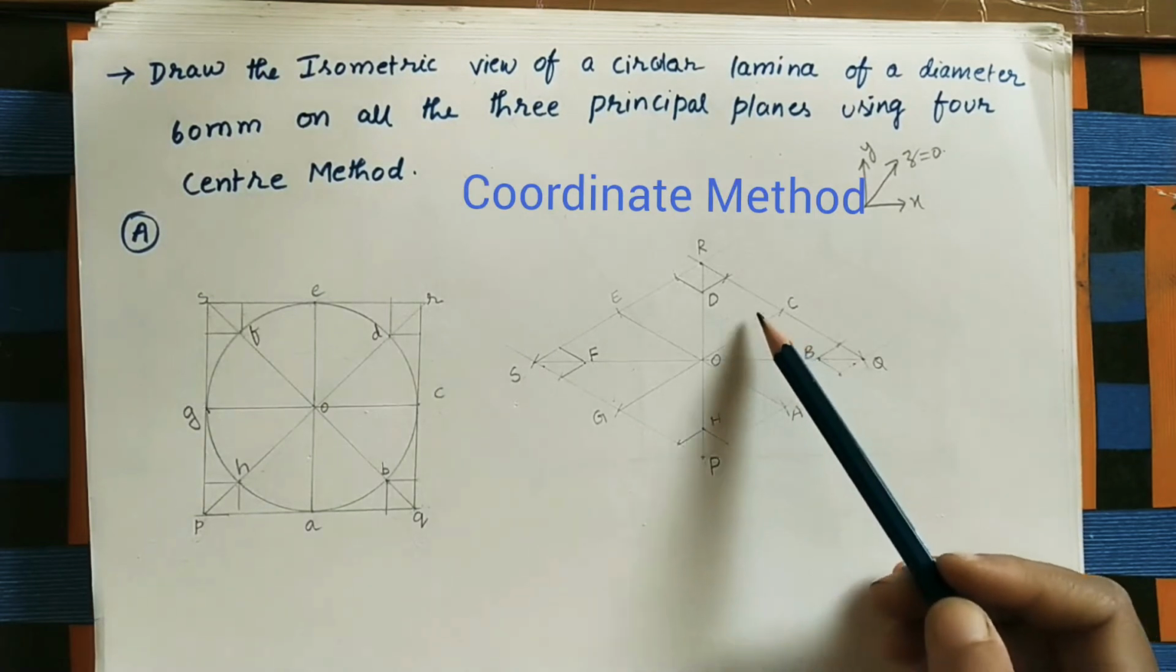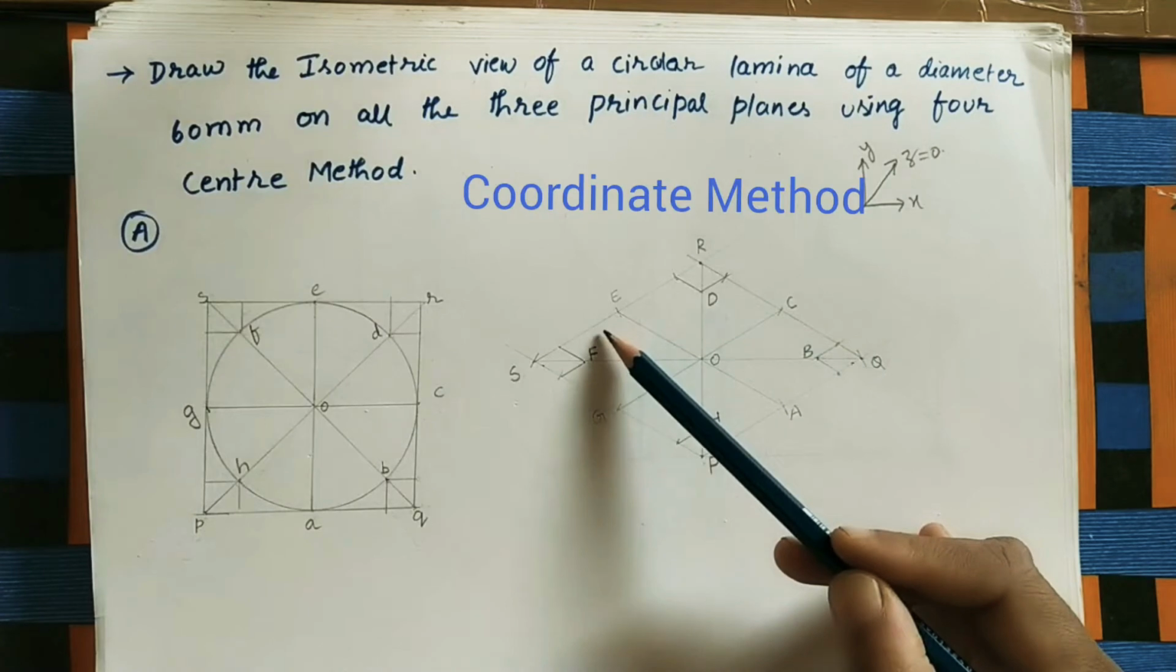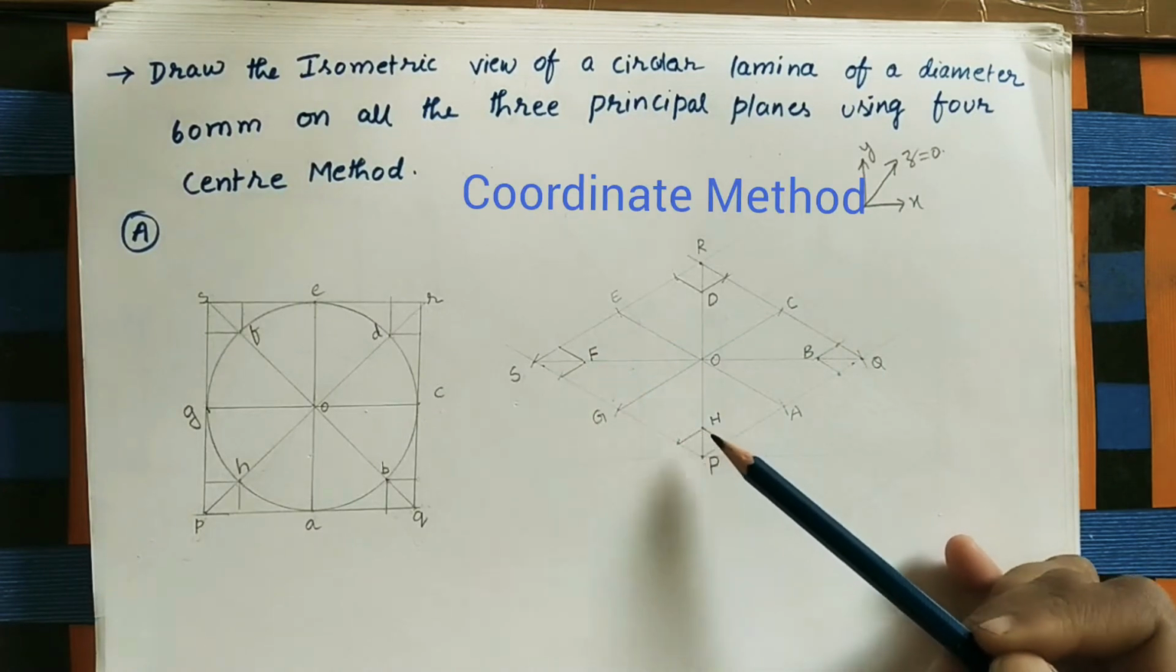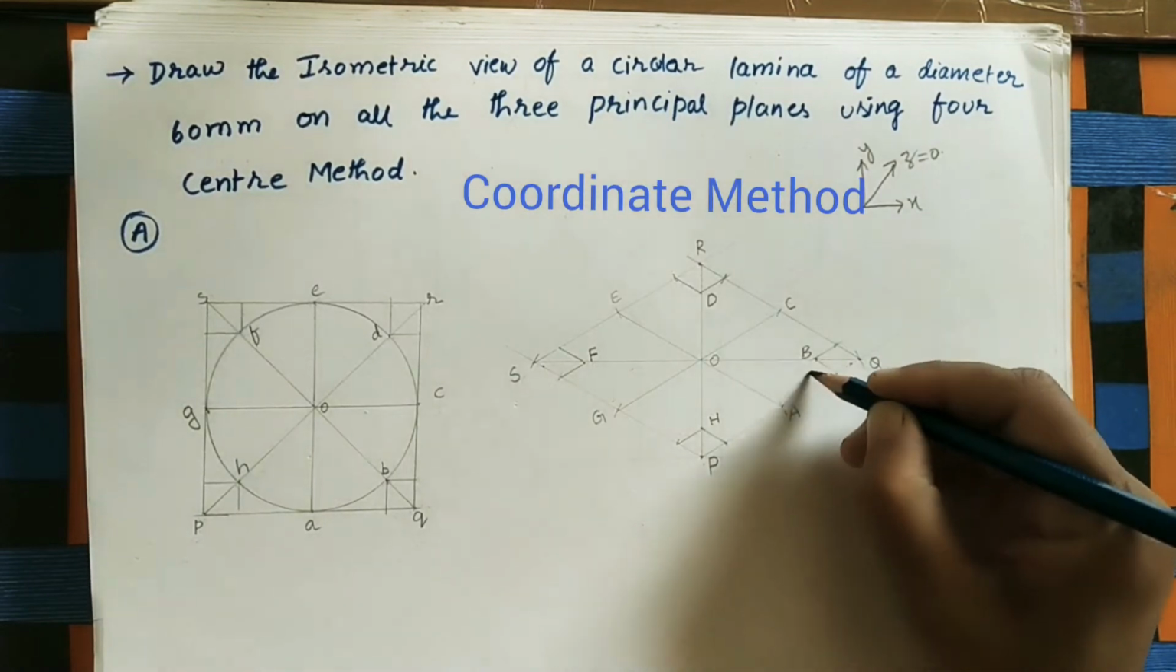Here also, join all the points from A to B, B to C, C to D, D to E and F, G, H by using a freehand curve. Let us join initially.